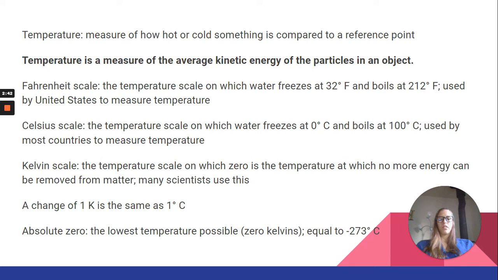So then we have absolute 0, the lowest temperature possible, or 0 kelvins, we just mentioned, which is equal to negative 273 degrees Celsius. So it's rather cold.